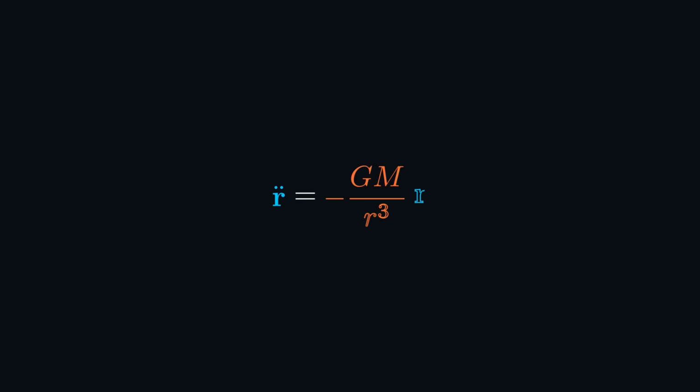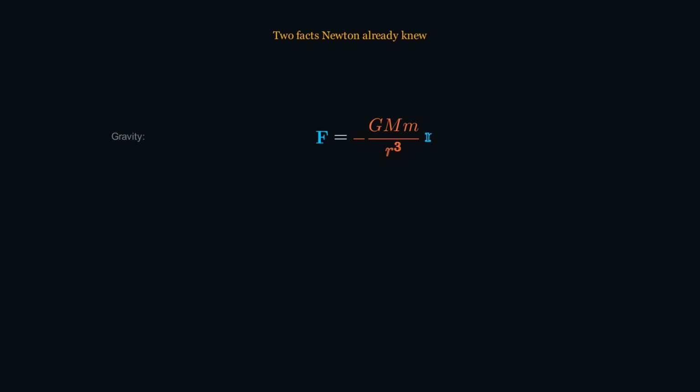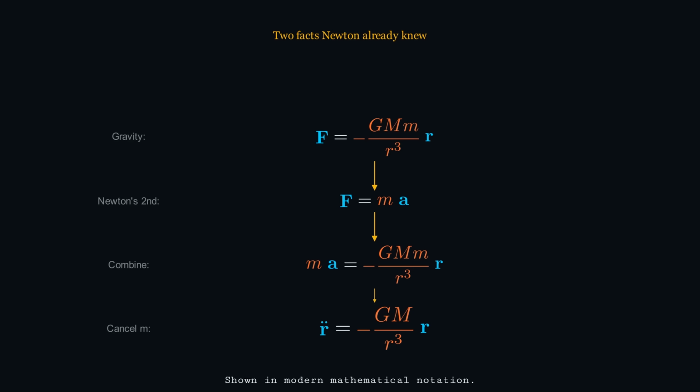This is the idealized equation governing the two-body gravitational problem. It comes from two facts Newton already knew. Gravity pulls two masses together, and force equals mass times acceleration. Combine the two, cancel out the planet's mass, and you get the physical law governing the system.